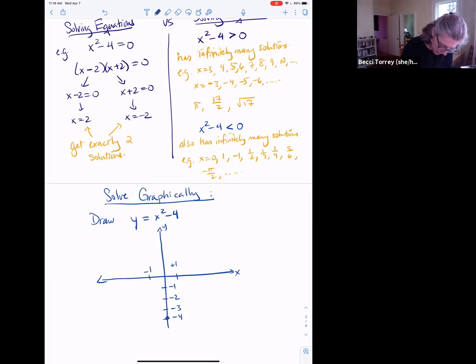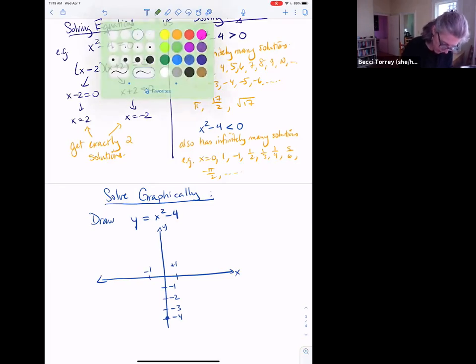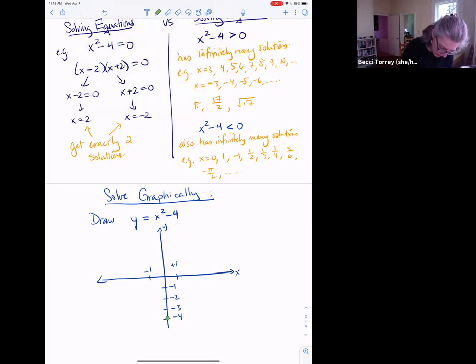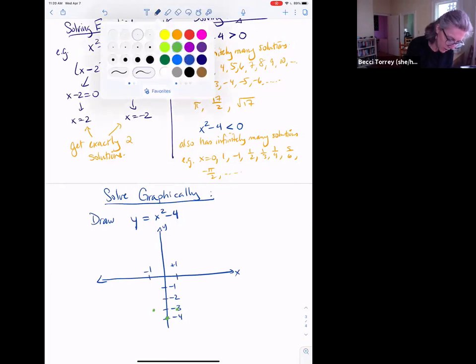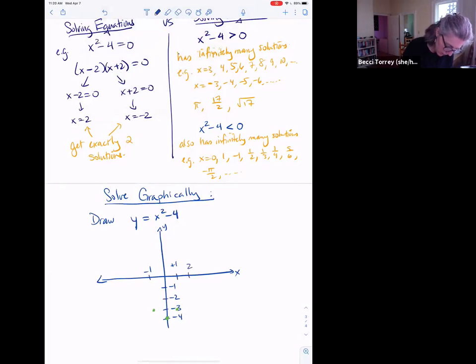Maybe I should do this in a different color. Our next points on the graph will be up here. Our 2 and minus 2 should be 4 units up from the bottom. So that's where we're going to hit the x-axis, and then we get this U-shaped parabola like this. So this is y equals x squared minus 4.